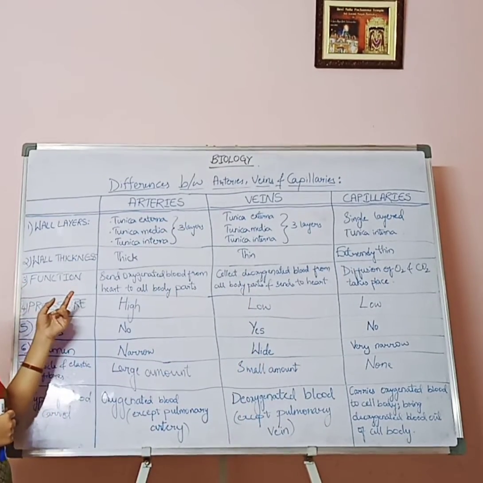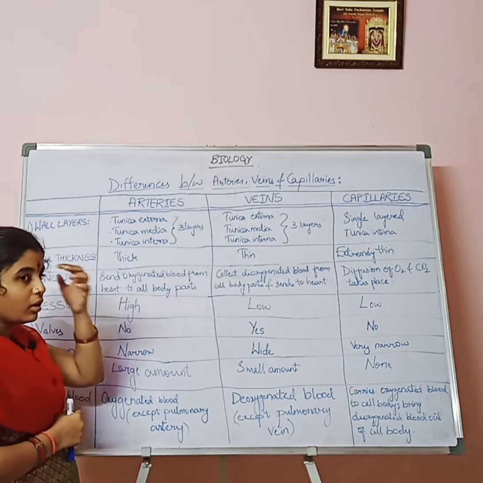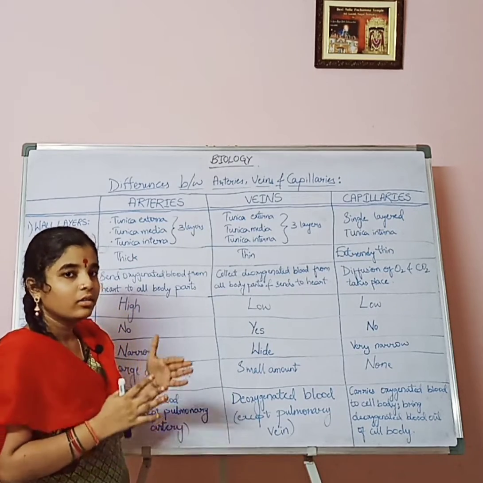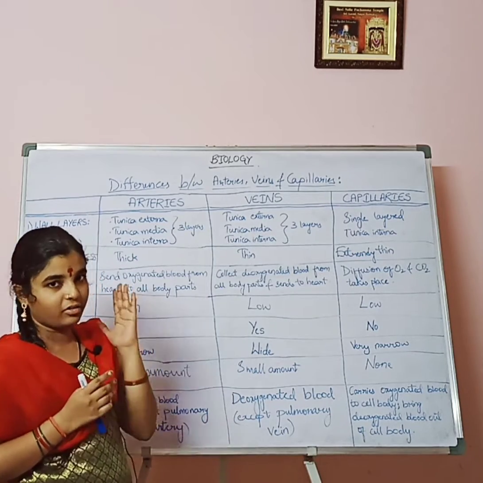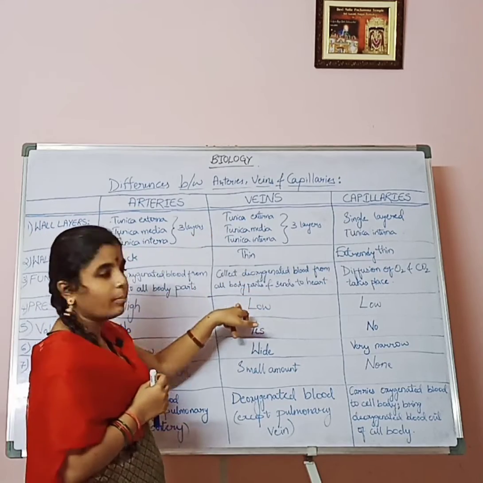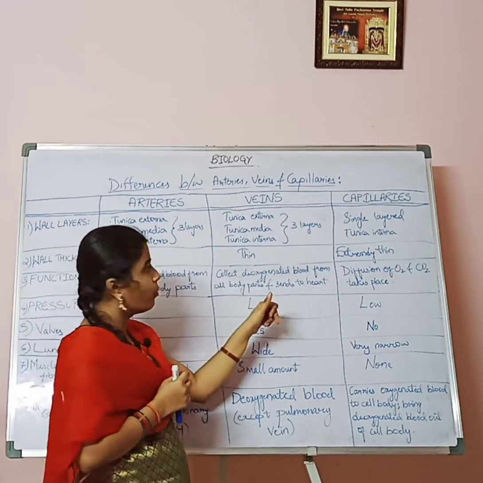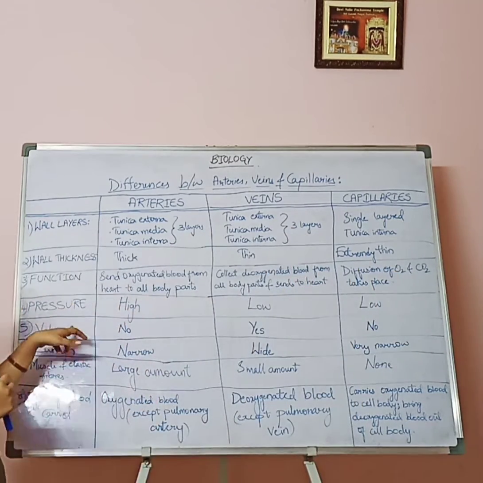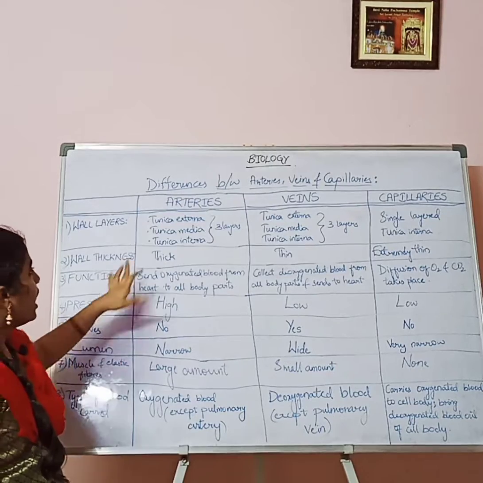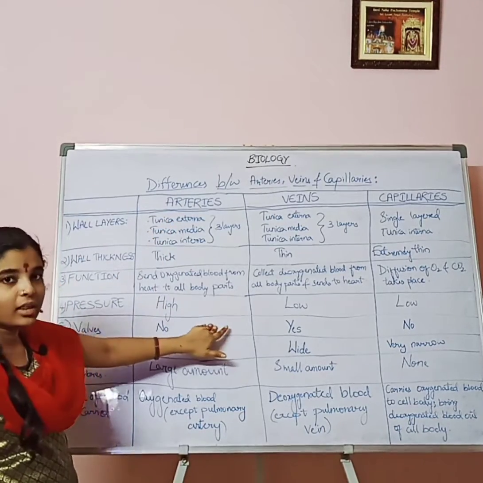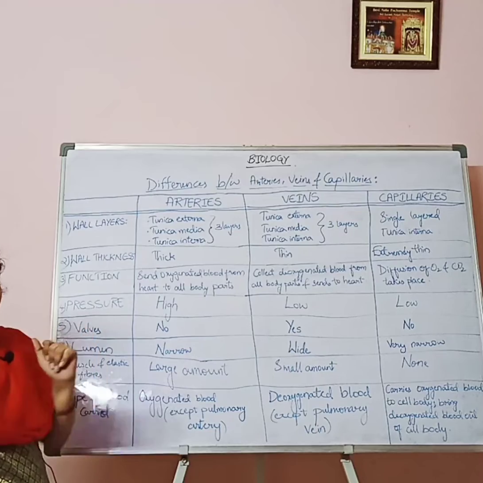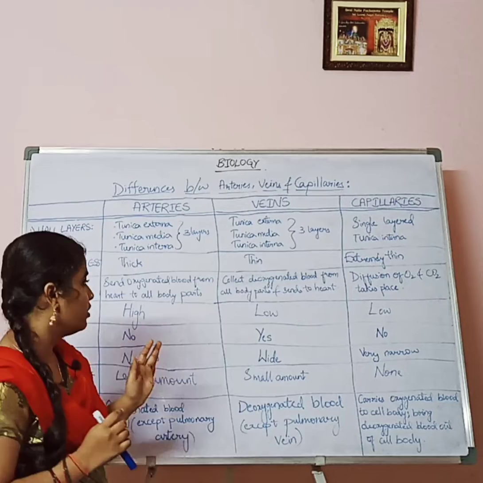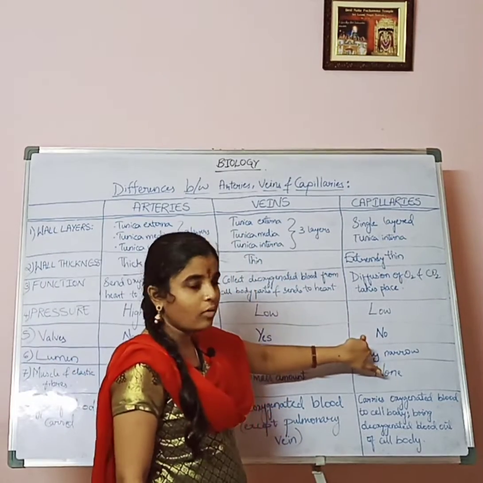Next, blood pressure. In arteries it is high. Because the lumen is very narrow, the pressure of the blood is very high, and it flows in only one direction. In veins the blood pressure is very low, and in capillaries the blood pressure is low. Next, valves. Arteries do not contain valves except the pulmonary artery, which contains valves. The lumen of the veins is wider, and capillaries do not contain any valves.